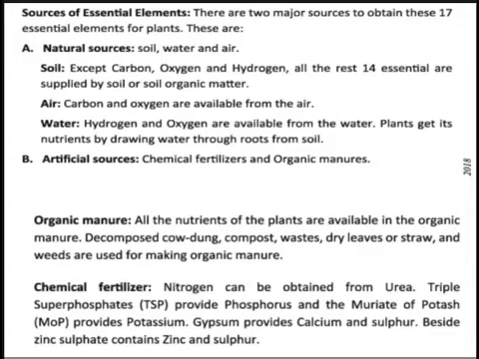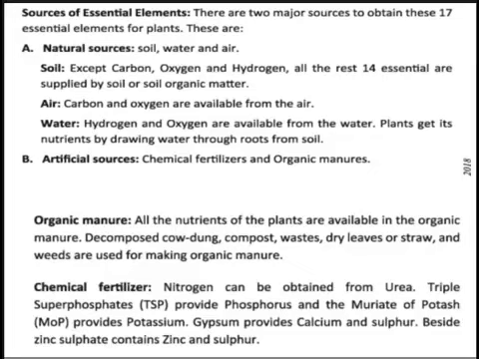Artificial sources: chemical fertilizer and organic manures. So we get two ways from artificial sources. One is organic manure. Manure means animal excrement or cow dung, especially that of commonly domestic farm animals when used as a fertilizer. And all the nutrients of plants are available in organic manures. Decomposed cow dung, compost, waste, and raw leaves and straw and weeds are used for making organic manure. All 17 essential elements of the plants are available in organic manure.